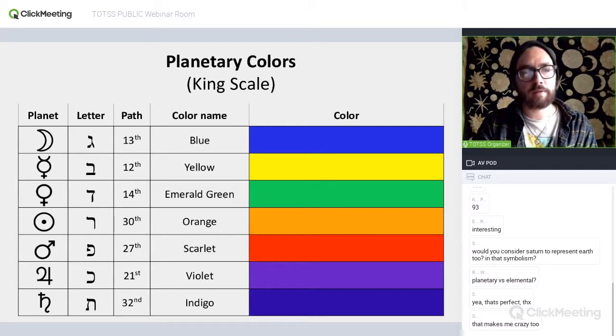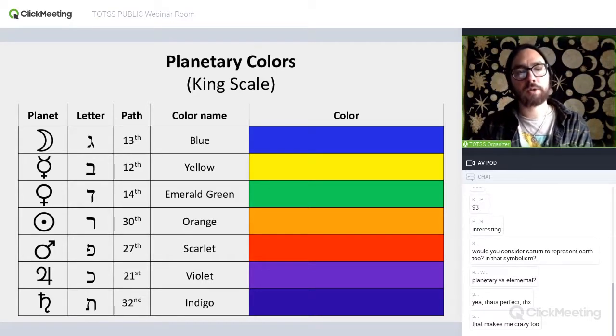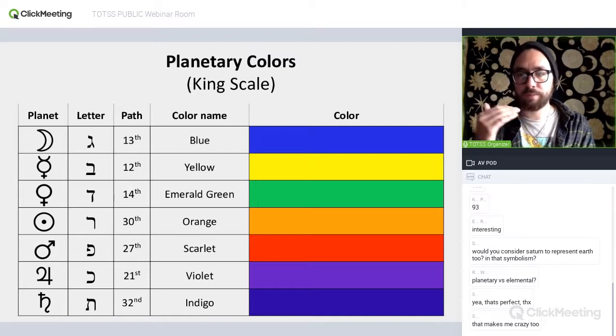All right, and then we have the planetary colors. The colors here are the King Scale colors of the paths associated with that planet. The Moon is attributed to the letter Gimel and the 13th path, and there are 4 colors for each one. For our purposes, it's the King Scale color that we're going to be using, and that's associated with blue. So Mercury, through the letter Beth and the 12th path, is associated with yellow, Venus with emerald green, Sun with orange, Mars with scarlet, Jupiter with violet, and then Saturn with indigo.